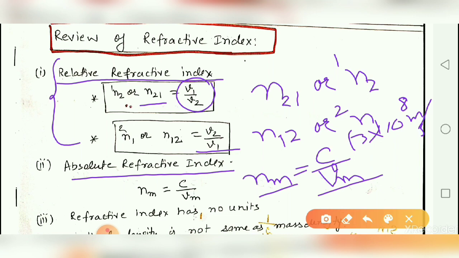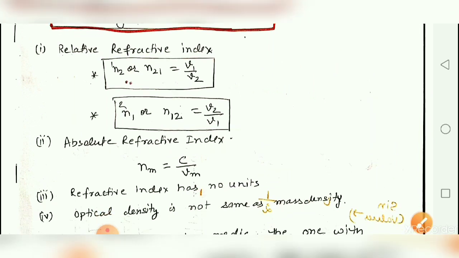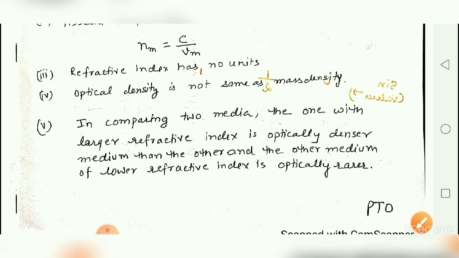If in any question it is given absolute refractive index or simply refractive index, for example it is given refractive index of glass is 1.33, that means he is giving the value of absolute refractive index only. Now next thing is refractive index has no unit, because it is a ratio.